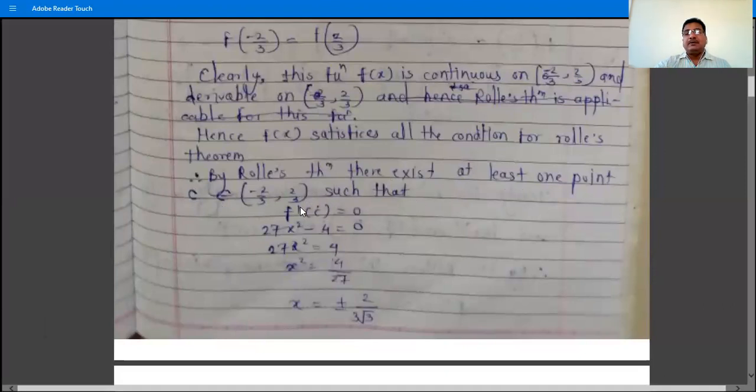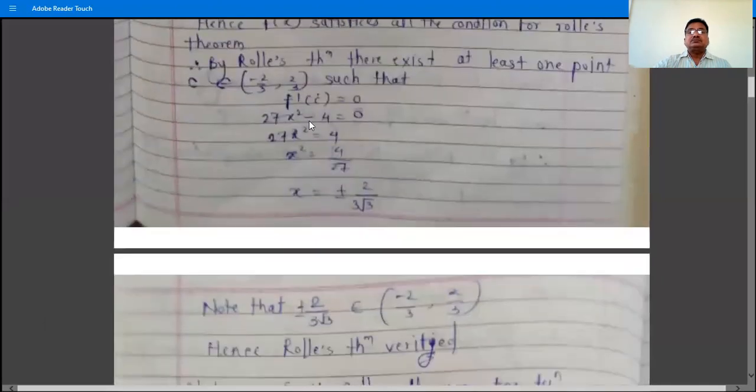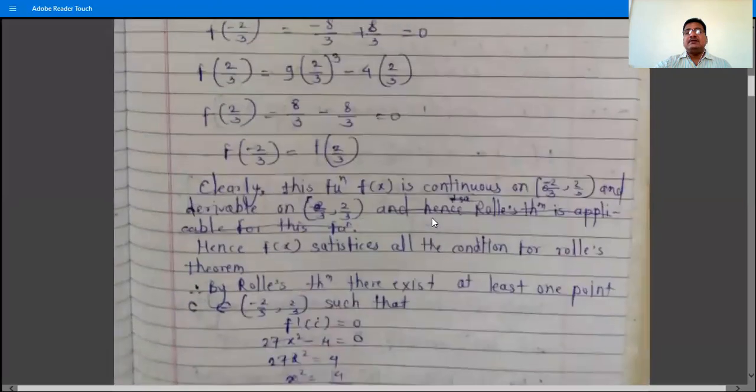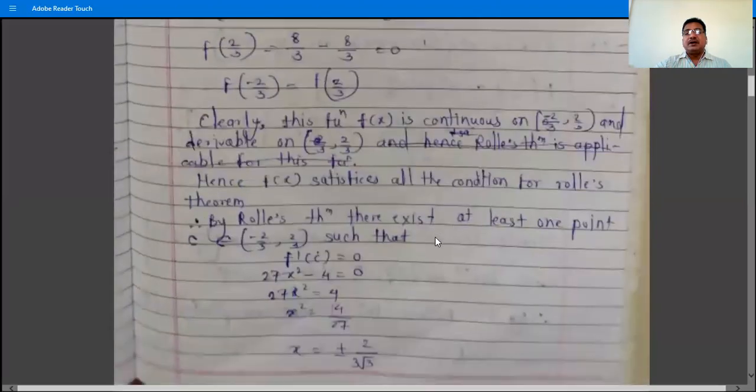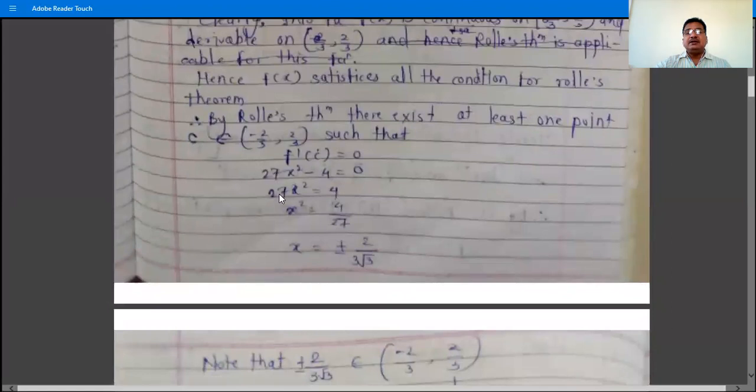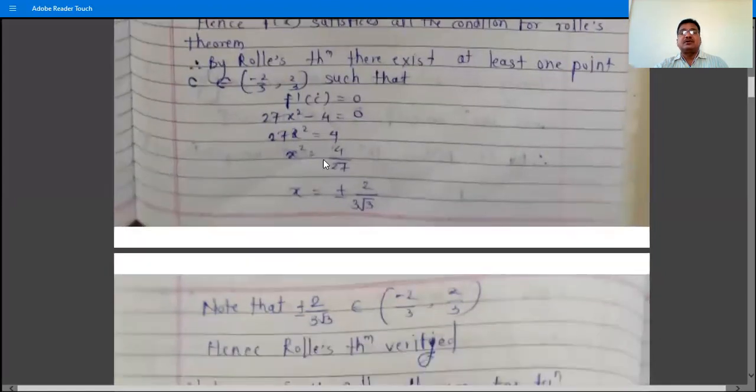Now we have to find the value of c. So what is f'(c)? First find f'(x). What is f'(x)? It is 27x square minus 4. And so f'(c) is 27c square minus 4, equal to 0. Then find the value of c.